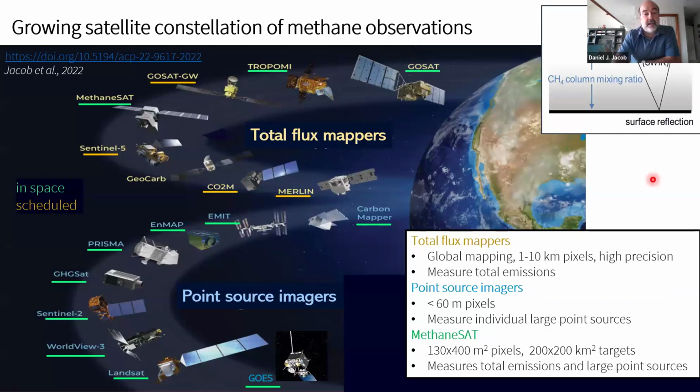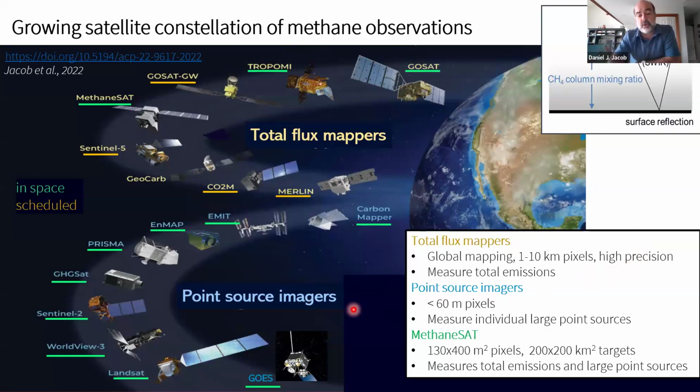So the motivation for the IMI is the growing satellite constellation of methane observations. We have a number of instruments in space that can observe atmospheric methane by solar backscatter in the shortwave infrared, which gives you a total methane atmospheric column. There are two classes of instruments. The first one is what I call the total flux mappers, for example, TROPOMI, that will give you global mapping of methane with a pixel resolution of 1 to 10 kilometers and high precision, which means that you can measure total methane emissions anywhere around the globe.